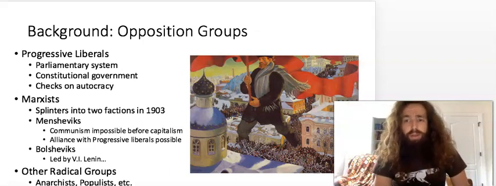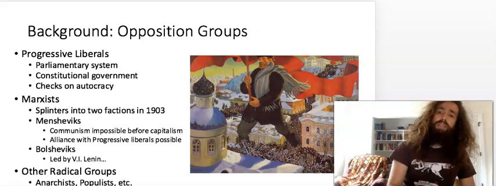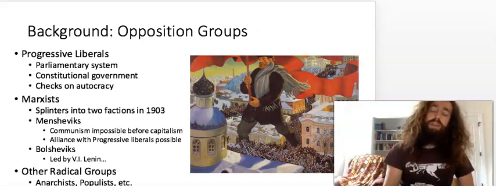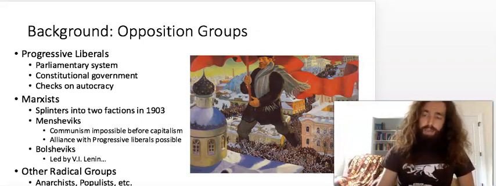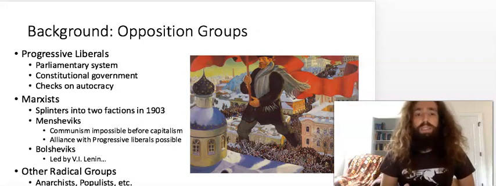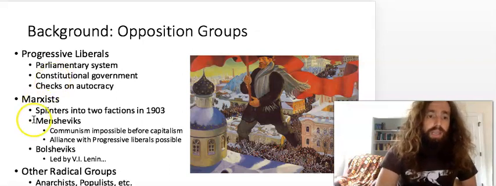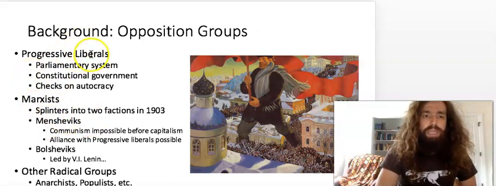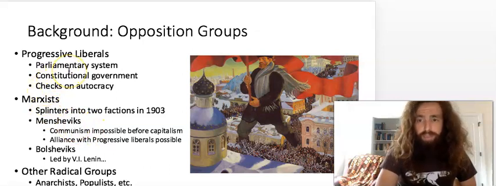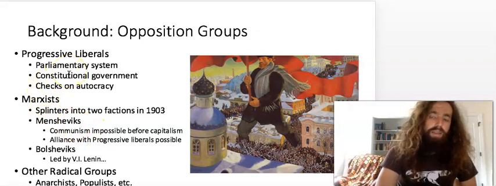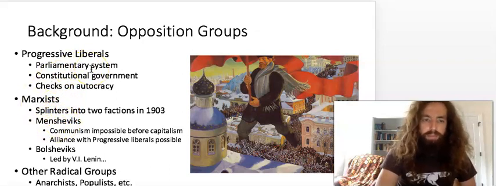So those are the Mensheviks. They are the orthodox Marxists who believe that Russia needs to become capitalist first before they can become communist. What this means in practice is that the Mensheviks actually support the Progressive Liberals. These guys, the Mensheviks and the Progressive Liberals, team up in calling for a parliamentary system, constitutional government, and checks on autocracy, because they believe that this is necessary for Russia to move into the capitalist stage, and that this is necessary before the communist revolution can happen.